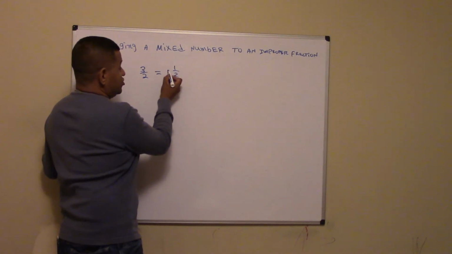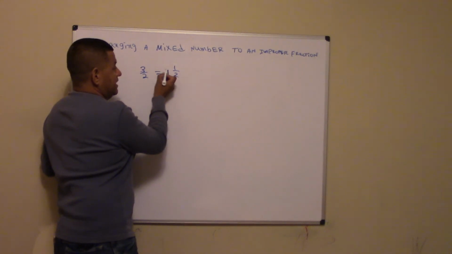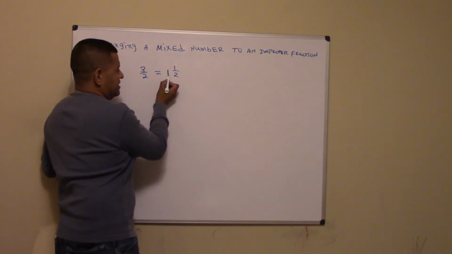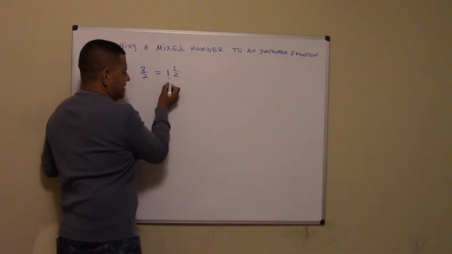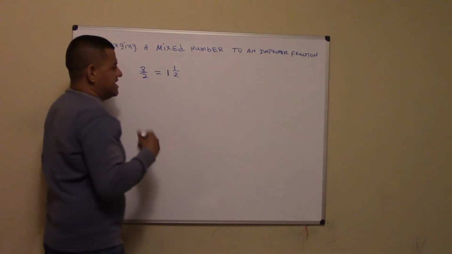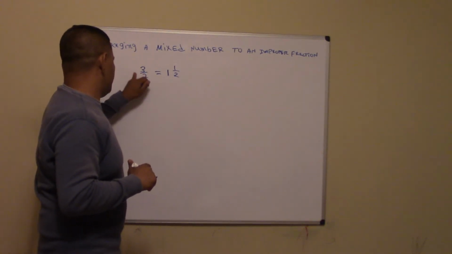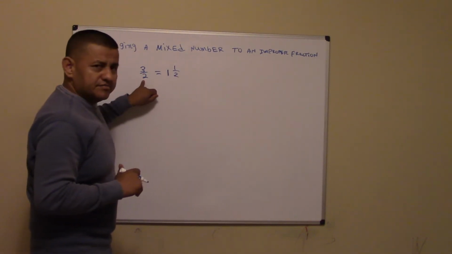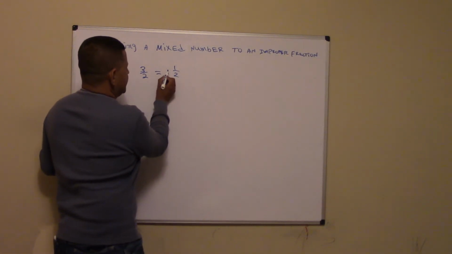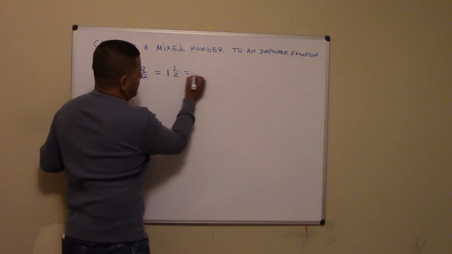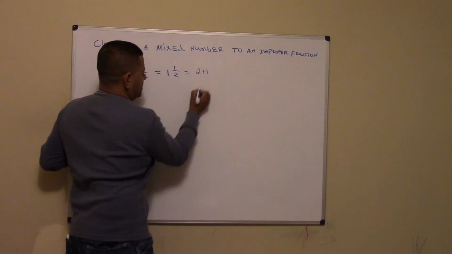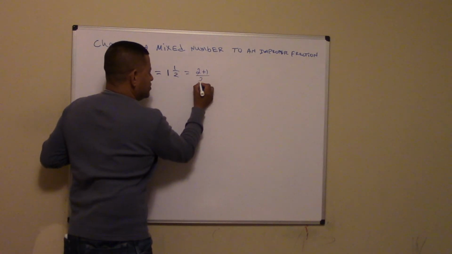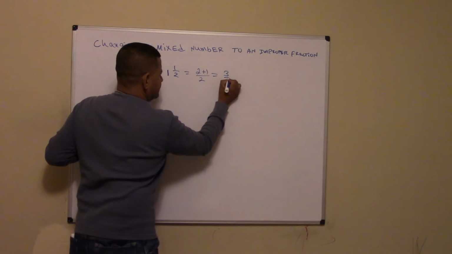What we do is use the 2 to multiply the whole number in front of this half right here. We use that only for the purpose of getting back to the improper fraction, but we still leave the 2 at the bottom. So 1 times 2 is 2, step by step, plus that 1 over 2, which is equal to 3/2 again.